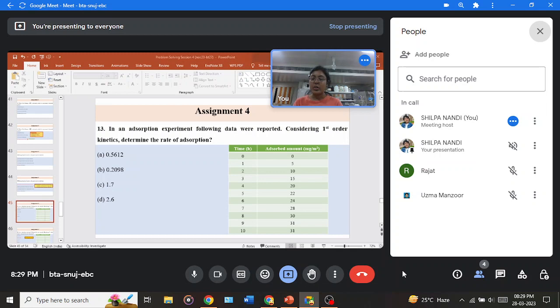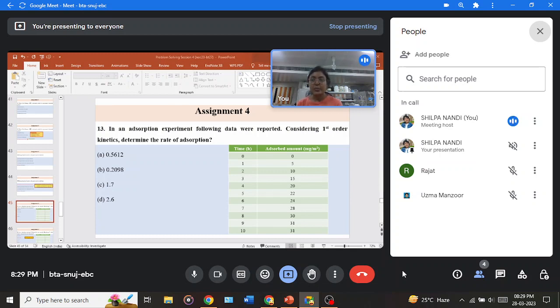So question number 13 is, in an adsorption experiment, the following data were reported. Considering first order kinetics, determine the rate of adsorption. Your answers here are A, 0.5618. The rate of adsorption is K, so basically it won't have any unit. Then option B is 0.2098. Option C is 1.7 and option D is 2.6.